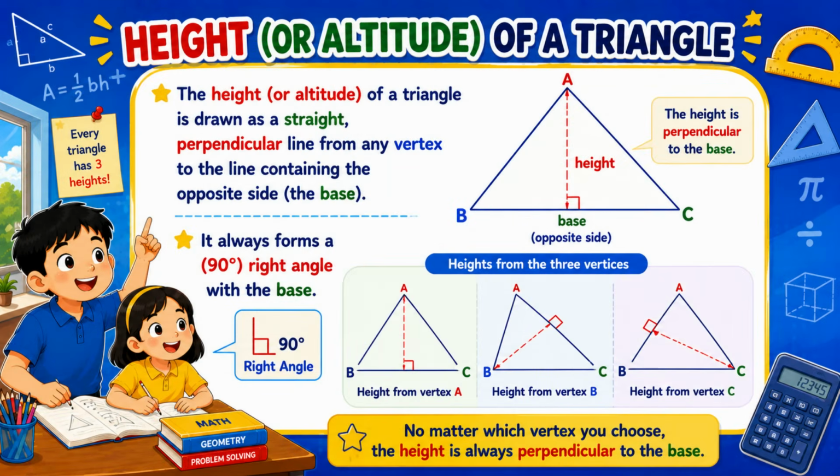The height is drawn from a vertex straight to the opposite side, the base. It forms a right angle. The height is not always one of the sides.